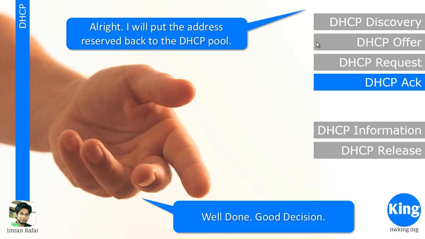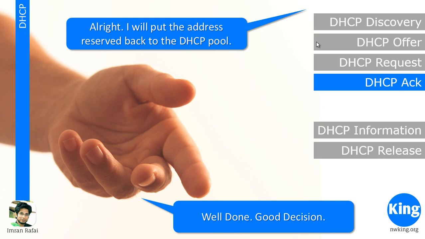But the client, the machine, your computer, your laptop, whatever, it doesn't have enough time to send a DHCP release message. So in the DHCP process, DHCP release is not a mandatory step, right? So the mandatory steps are DHCP discovery, DHCP offer, DHCP request, and DHCP acknowledgement. So that is how an IP address is configured.